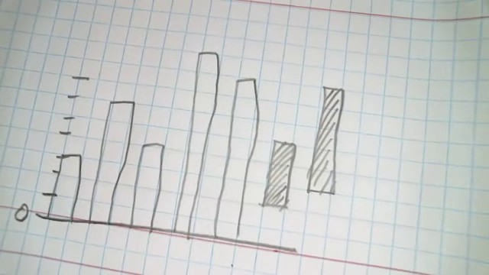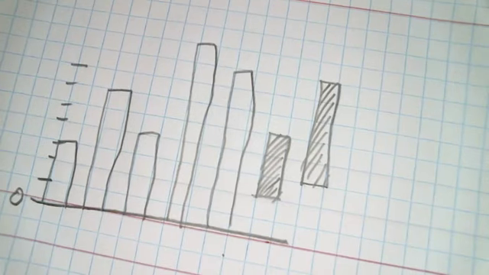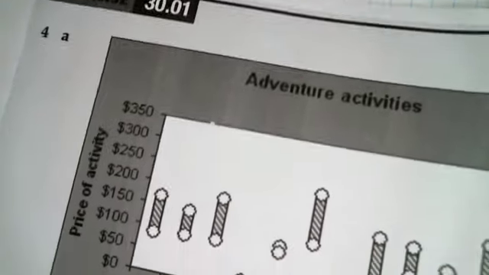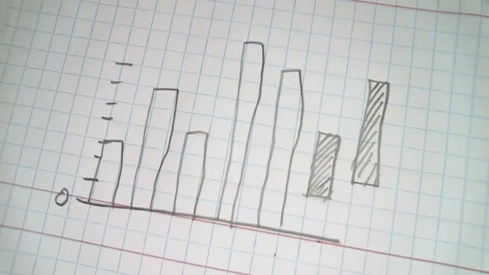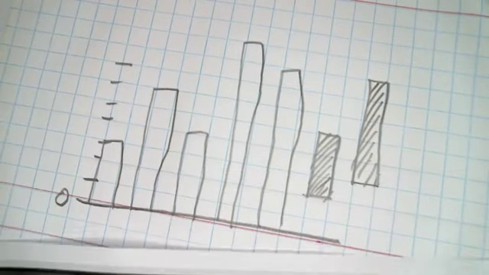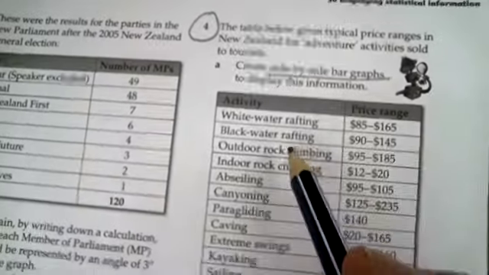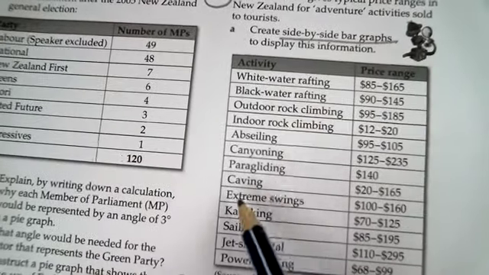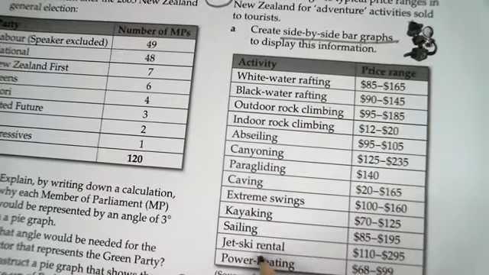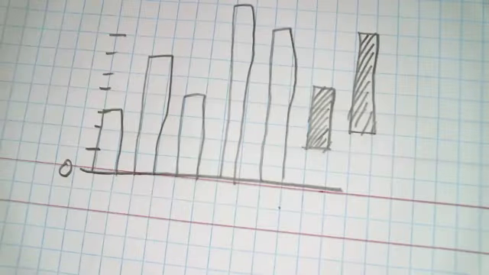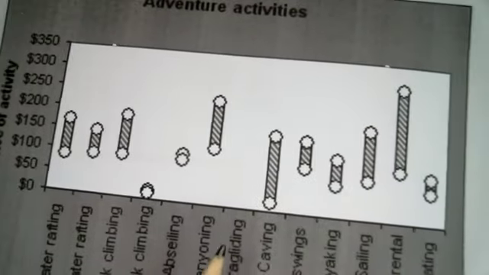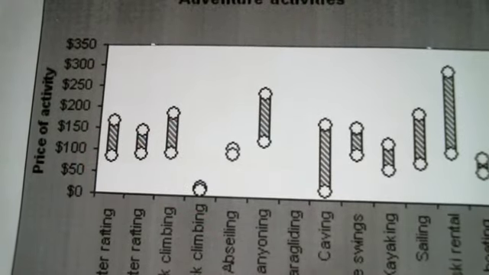Now, if you have a look at the actual answer, here it is. They've obviously got a piece of software they do this on, but I would rather you just do it like this, and it makes perfect sense. So what they've got is a list of activities here, be it rafting or abseiling or climbing or jet skiing or whatever, and they've got a price range for these things. Now, they represent the price range like this, which is perfectly fine.